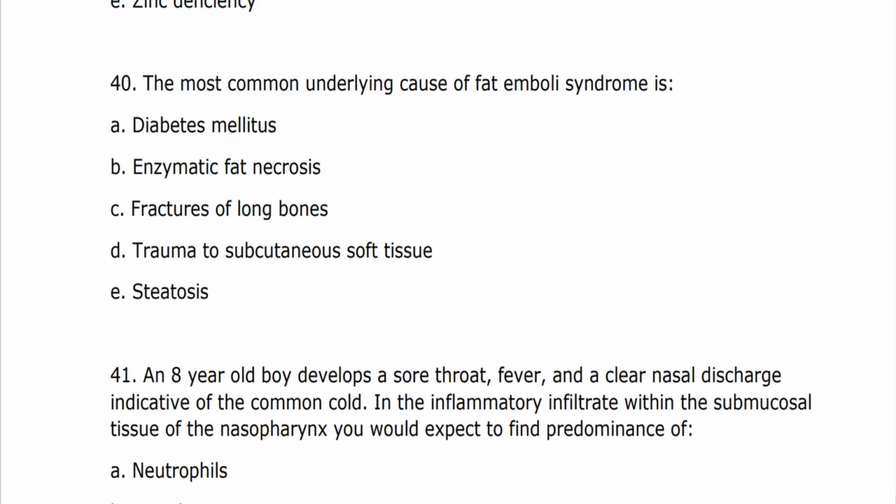Question 40. The most common underlying cause of fat embolism syndrome: fat embolism is more encountered in orthopedics. And the reason is because of fracture. That's what they are managing most times. So long bone fracture is a commoner cause of fat embolus. Many other things can cause it, but that's distant. You hear of fat embolism, think long bone fracture. If the patient has a long bone fracture and starts developing respiratory distress, you think of fat embolism first.